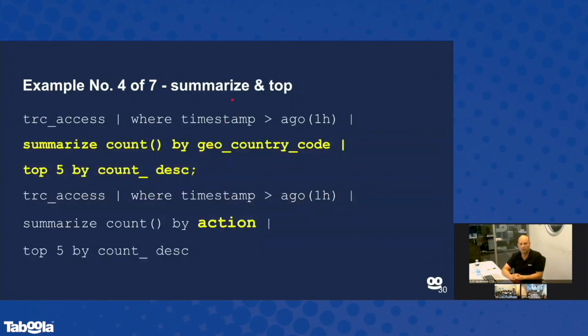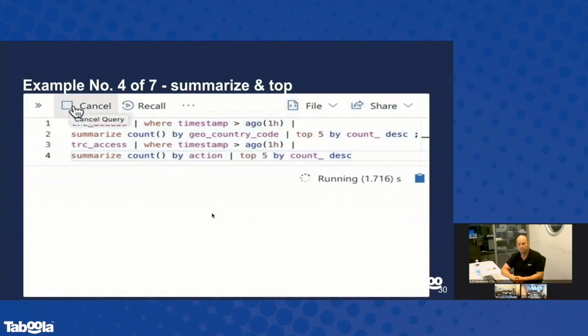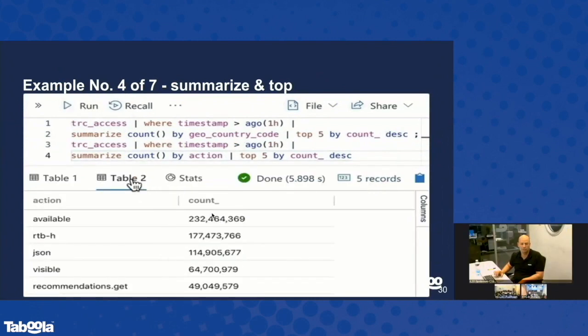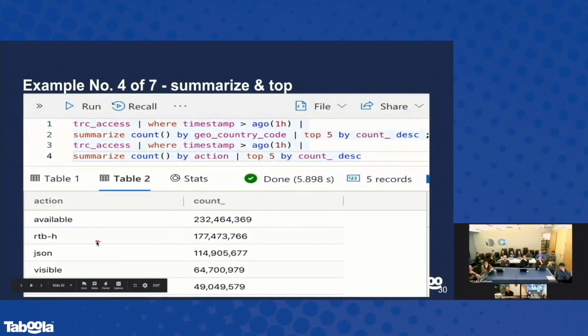Next, I'll show you the group by. So now I am asking for TRC access, where timestamp is in the last hour, summarized by a field, geo country here. And then I want to have the top 5 by count descending. Note the semicolon. I'm sending 2 query statements at the same time. But now I'm doing summarization according to action. Are you ready? Let's give it a go. Run. Five seconds. One result, second result. Nice. I get group by action.